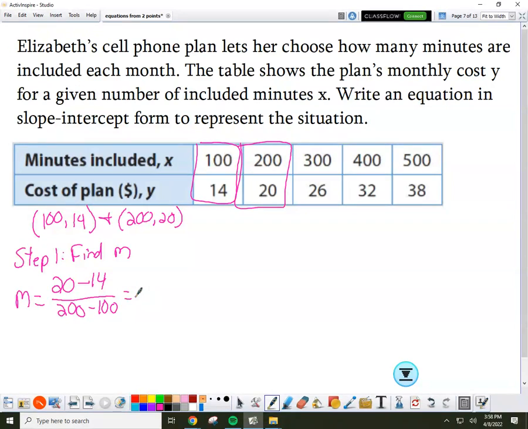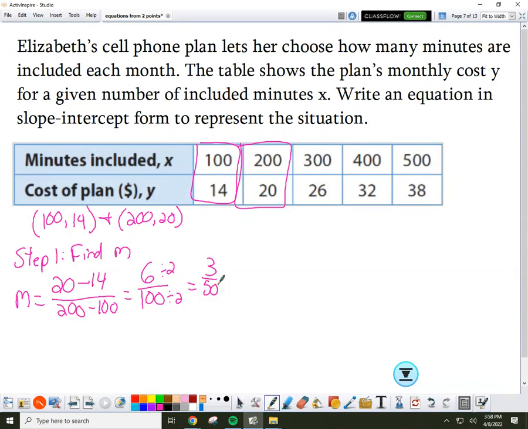When we do that subtraction, 20 minus 14 gives us 6. 200 minus 100 gives us 100. Okay? We can simplify this. I can divide a 2 out of both, and we'd be left with 3 over 50. So that would be our slope.